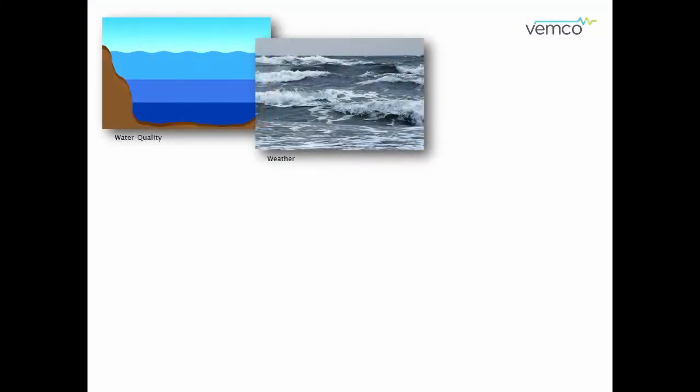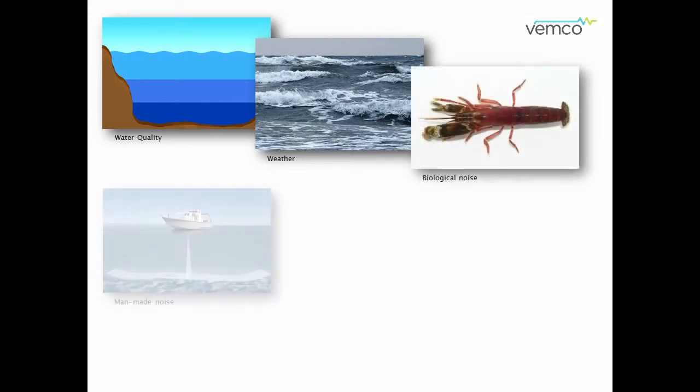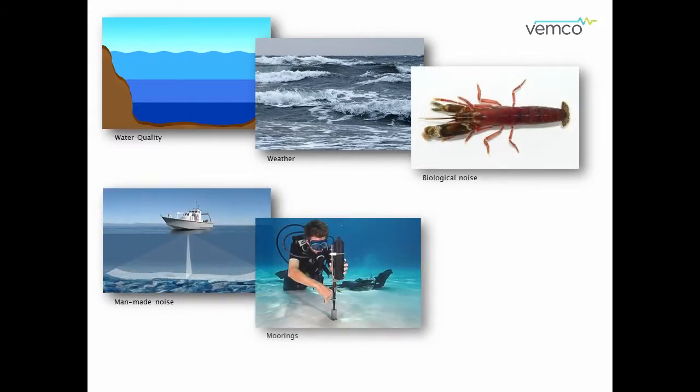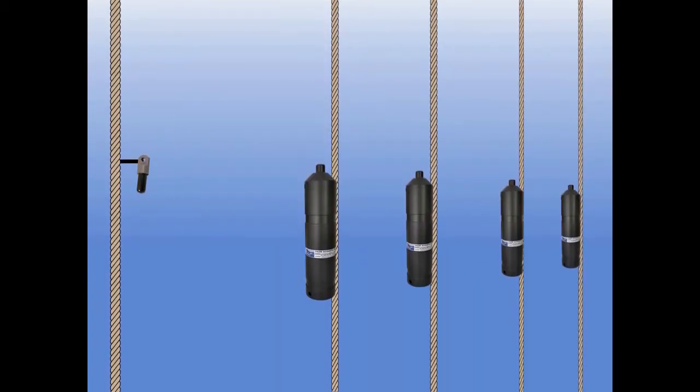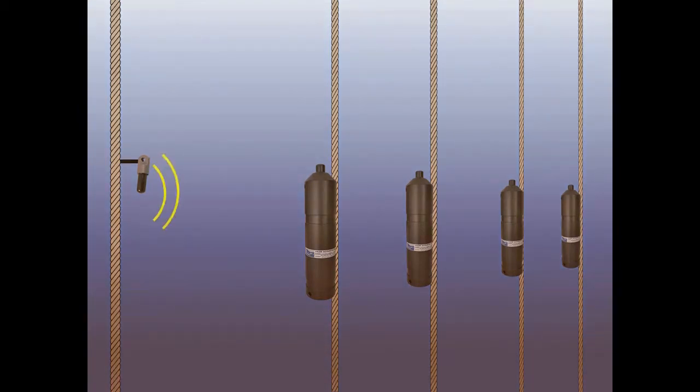Acoustic signals are affected by water quality, weather conditions, noise, both biological and man-made, mooring design, and the bottom type and geomorphology of the area. All or some of these acoustic influences can show themselves during range testing, making you better informed when analyzing your data. Water quality at the research site can have a large impact on the acoustic properties of the area and can add variability to these acoustic properties.